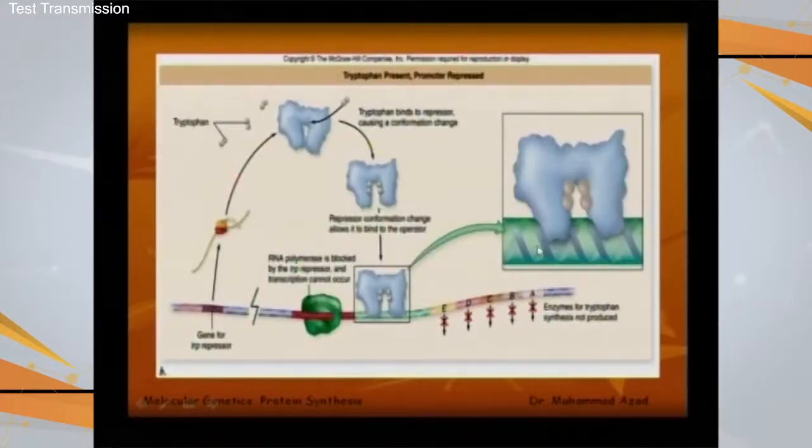Once the tryptophan is more than required, this excess of tryptophan is going to bind here on this repressor. As a result of this binding, its shape becomes complementary to bind with the operator. It binds here with the operator, and the RNA polymerase cannot proceed further. RNA is blocked from transcribing these genes E, D, C, B, A. And then ultimately there is a decrease in the level of tryptophan.